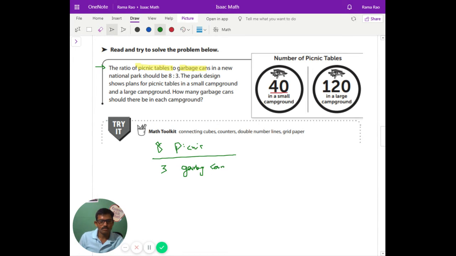Okay, so you have 8 tables, you need 3 garbage cans. So like that, if I have 40 tables, how many garbage cans do I need? Go ahead and try that one on your paper.